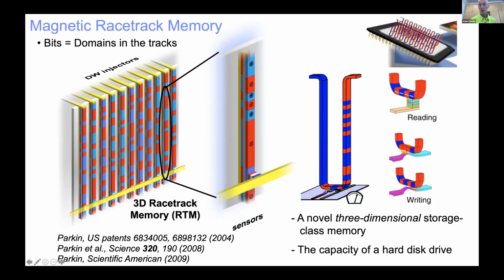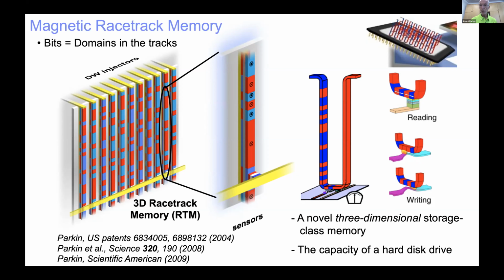And the point of racetrack is that we can move the information around these racetracks using current pulses, and then use reading and writing devices to enable us to see those domain walls. The concept here is, in principle, we could build a solid state memory with the capacity of a magnetic hard disk drive if we could build these three-dimensional wires, which is incredibly difficult.